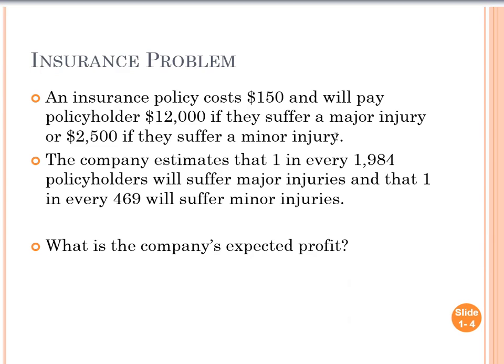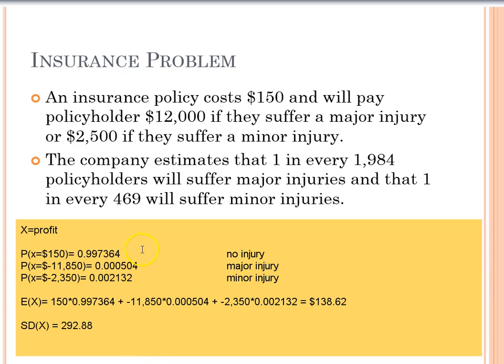What we need next then is probabilities for each of these outcomes, and the problem gives us those as well. In all likelihood, where these numbers probably come from is the company's past policyholders. So what they've found in the past is that 1 in every 1,984 policyholders, someone suffered a major injury, and that 1 in every 469, someone suffered a minor injury. Now for this problem, we said there are 3 outcomes, and these are the probabilities for each of these outcomes.